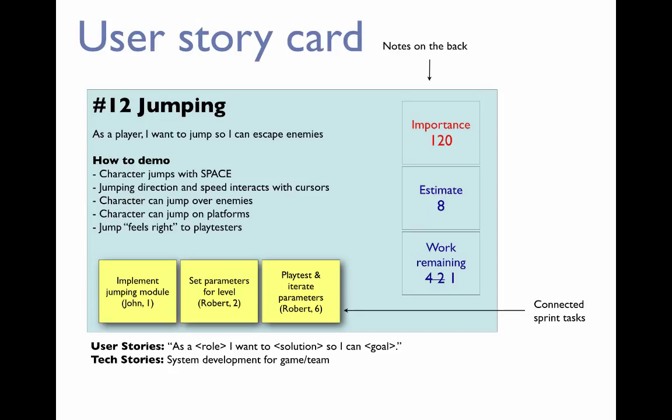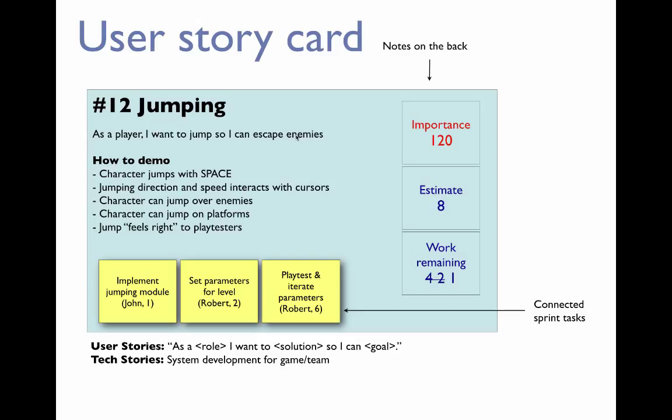So the typical format of a user story, as you see down below here: as a role, I want to solution so I can goal. So an example for this would be, if you look here, jumping, right? So this card has a title, so it describes what it does, and then it has a user story. As a player, I want to jump so I can escape enemies as part of your game.